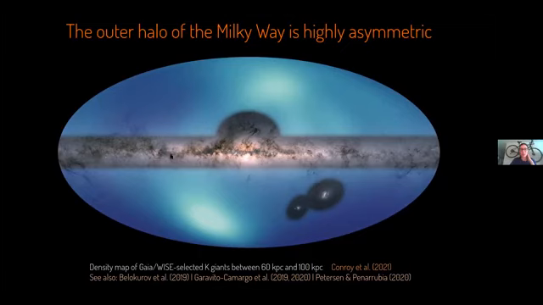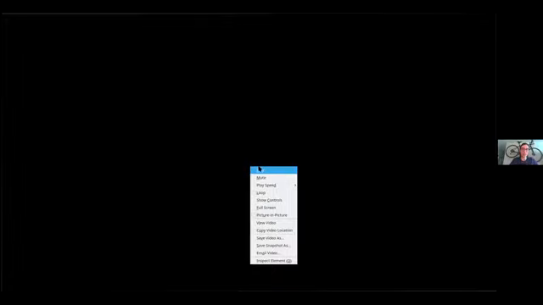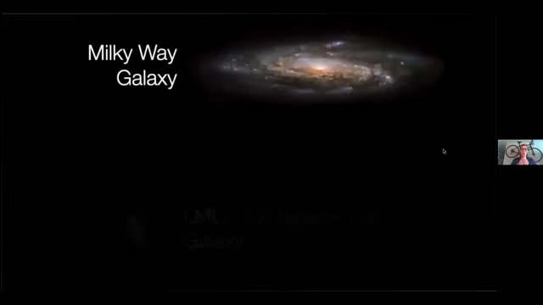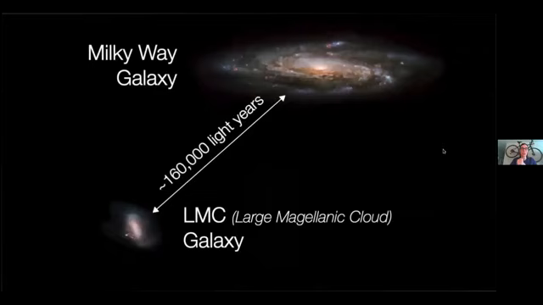You can see that there is one overdensity here on the bottom left, which is sort of trailing the Magellanic clouds, the large and small Magellanic cloud, and another overdensity on the opposite side, on the opposite hemisphere of the galaxy. And this is exactly the kind of signal that we expect this merger of the Large Magellanic Cloud to be introducing into the Milky Way.